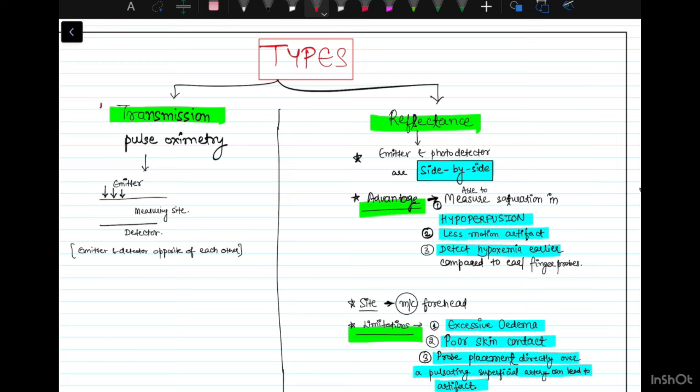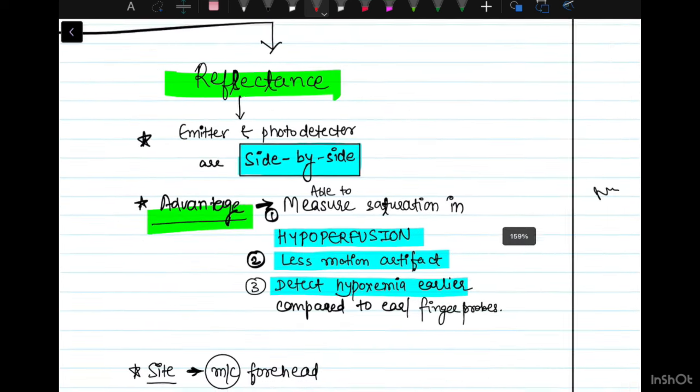Let's talk about then the types of pulse oximetry. This was the normal one, the transmission pulse oximeter, that there is some site, suppose this is the finger, and there is an emitter which is the red and infrared light. It will pass through the finger and it will be detected by a photodetector. So the detector is opposite to the emitter. This is opposite, that is the transmission pulse oximetry.